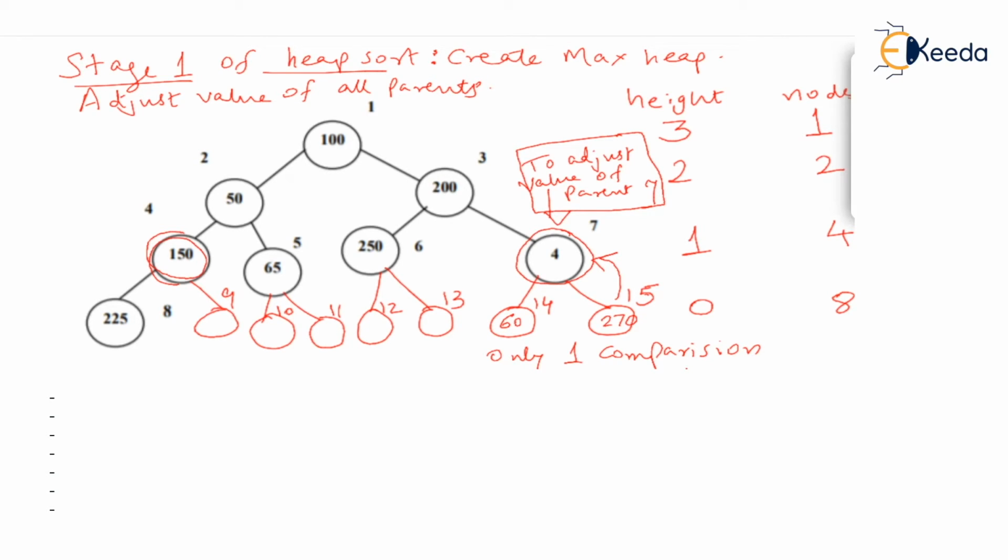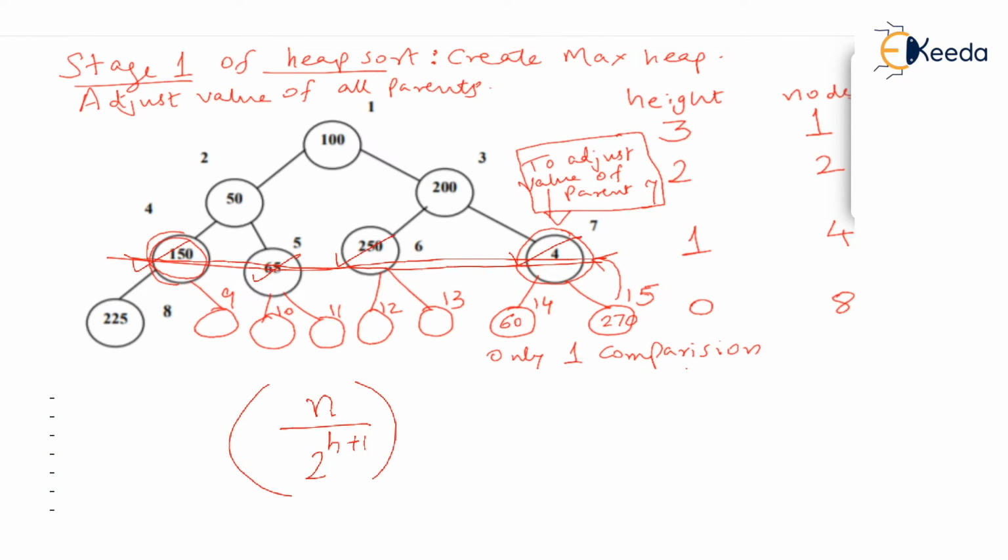Just to summarize, before it irritates you, talk about some height. How many nodes are there at that height? n upon, where n is the number of nodes. Remember, number of nodes here are 15, total number of nodes. But maximum nodes at a given height h is n upon 2 raised to h plus 1. And you are fixing all these nodes in stage 1. You want them to be greater than their children.